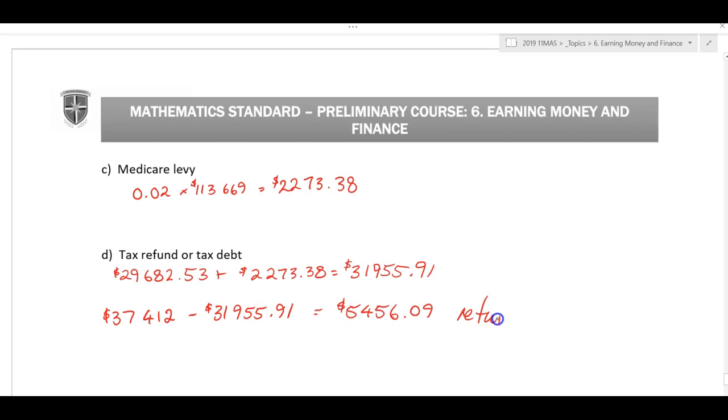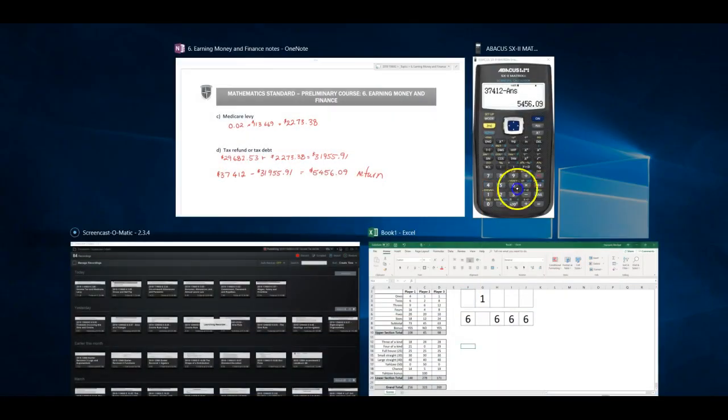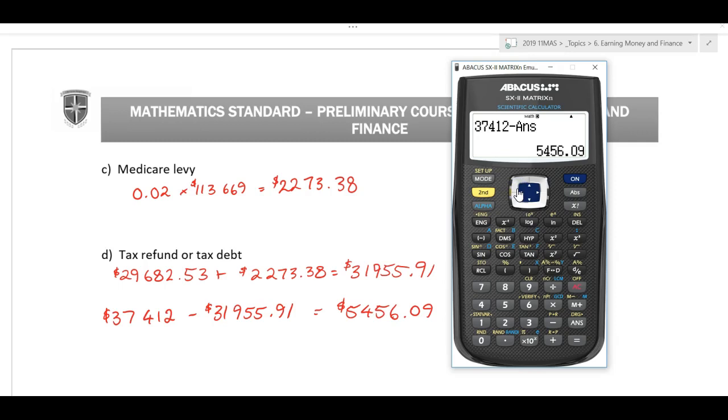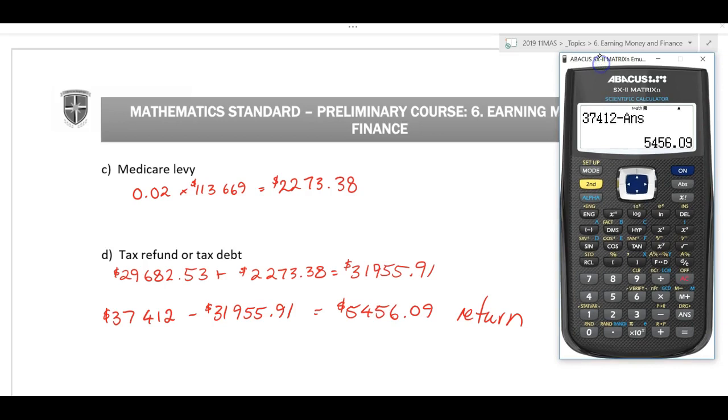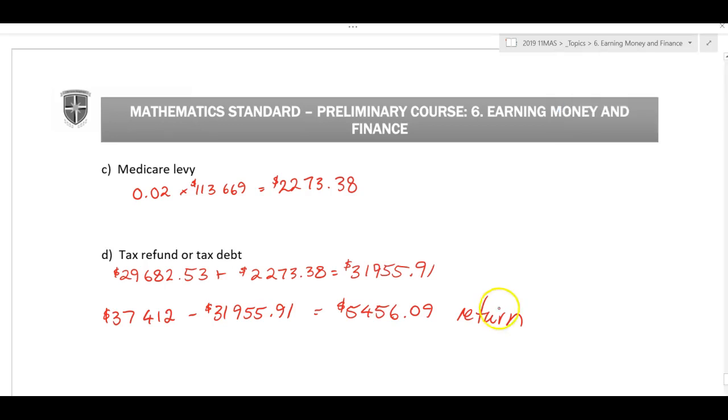I need to say return there, right? I've got to make sure. I might not write a sentence, but I do need to specify that that's a refund, a return, or a, oh, I shouldn't say return, I should say refund. That's the right word. Everyone does a tax return. Refund. Okay, that it's not a debt.